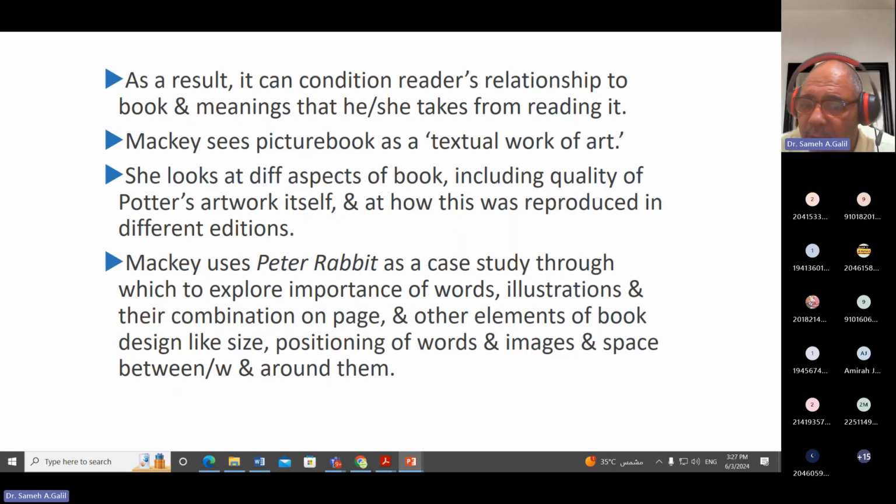She does her work on the tale of Peter Rabbit, and she explores the importance of words, illustrations, and how they combine the illustrations and the words on the page. She also looks at the other elements of the book, like design, size, positioning of words and images, space between and around the words and the images.